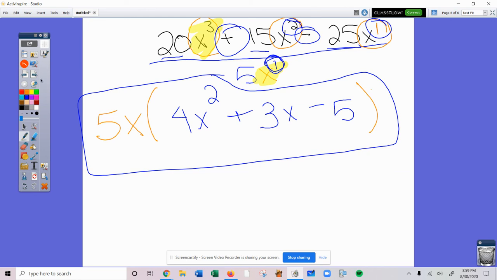Okay, so we're going to look at one more. How about we have 48x to the 5th plus 80x to the 3rd. And we're going to factor out the GCF.